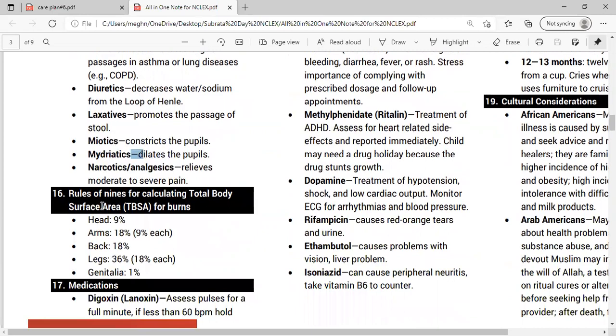Now we are talking about the rule of 9 for calculating total body surface area in case of a burn patient. According to the rule of 9, the head area is 9% and the arms, left and right, are each 9%, total 18. Back side 18%, legs, left and right 18 and 18, total 36%, and genitalia is 1%.